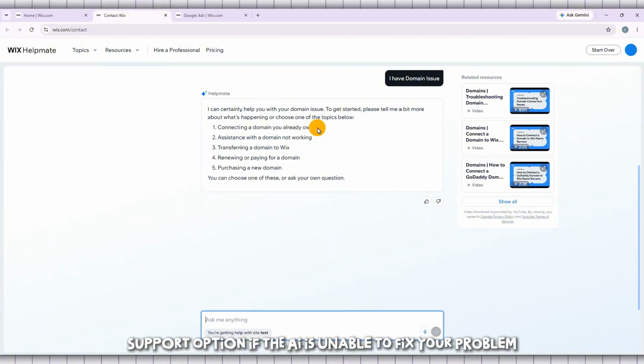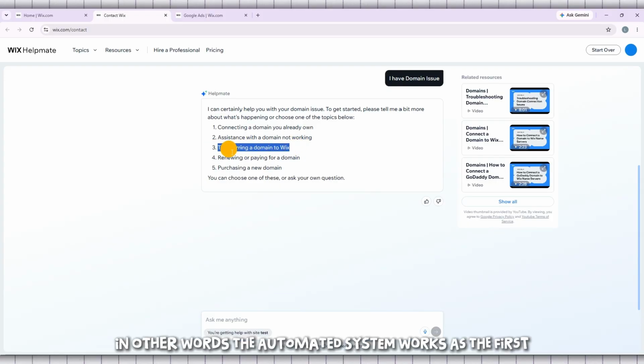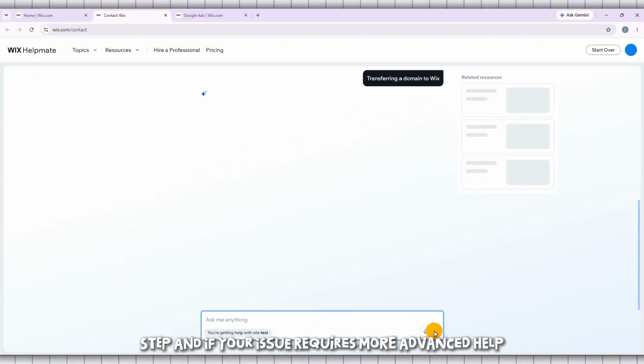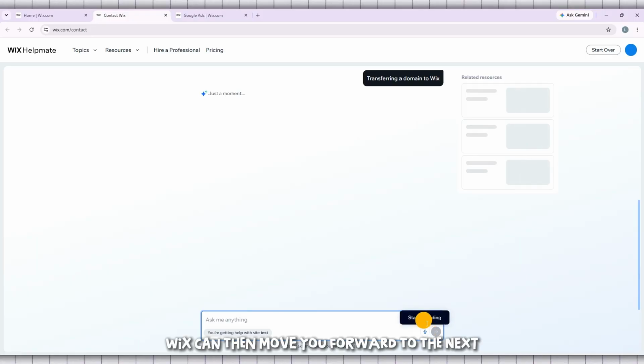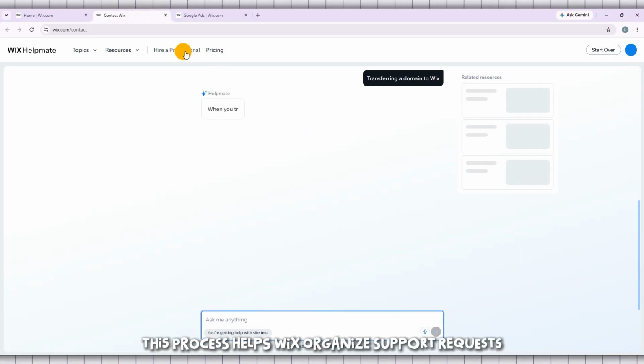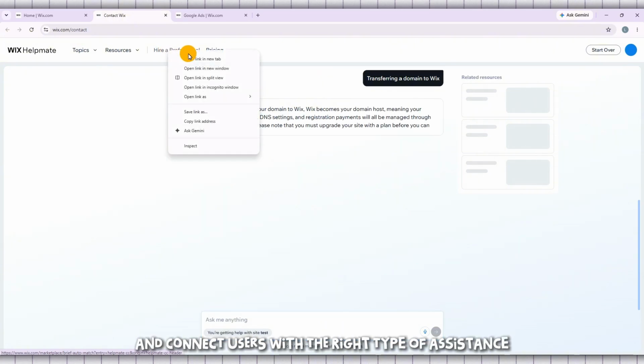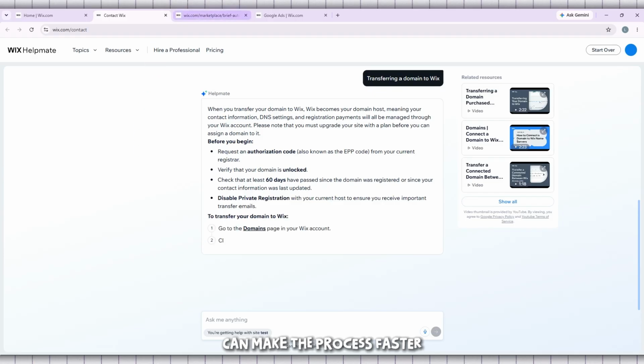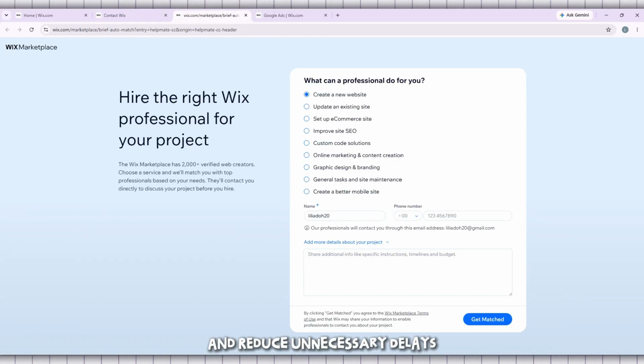If the AI is unable to fix your problem, that's the point where you may be directed to Wix support for further assistance. In other words, the automated system works as the first step, and if your issue requires more advanced help, Wix can then move you forward to the next support option. This process helps Wix organize support requests and connect users with the right type of assistance. Following the steps carefully can make the process faster and reduce unnecessary delays.